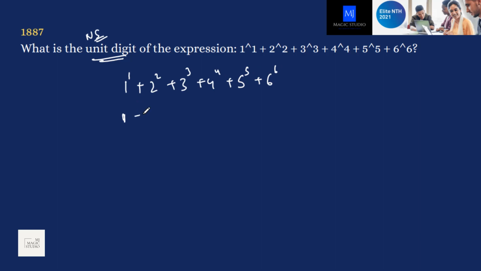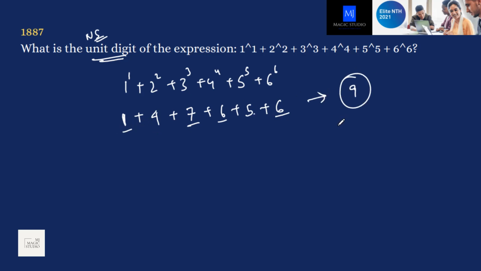1 to the power 1, last digit is 1. 2 square is 4, 3 cube is 27, 7. 4 to the power 4, last digit would be 6, because 4 is square, last digit is 6. 5, any power last digit is 5. 6, any power last digit is 6. This is something which we should know. So 1, 4, 7, 6, 5, and 6. Adding the unit digits, 5 plus 4 is 9. So the last digit of this entire expression is 9.